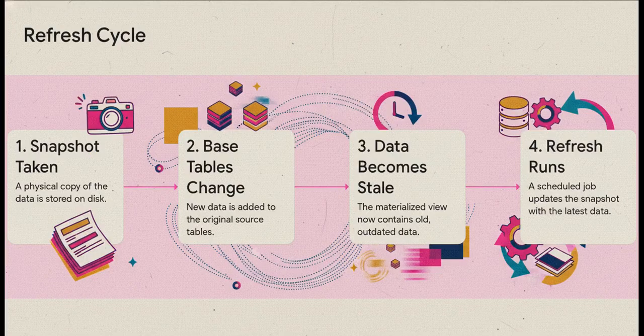So that means it has a life cycle. First, you take the snapshot. Then, as the original data in the base tables changes, your copy starts to get outdated or stale. To fix that, you have to run a refresh process on a schedule, maybe every hour, maybe every night, to go back and basically take a new photocopy with all the latest information.